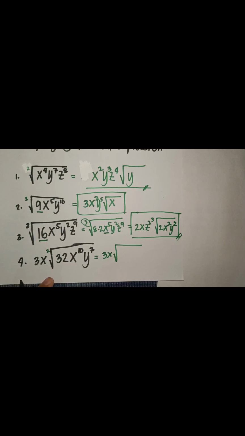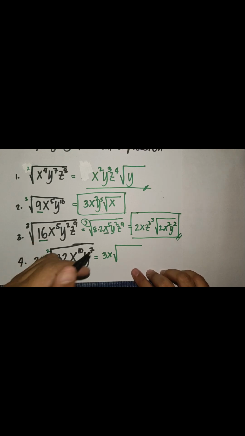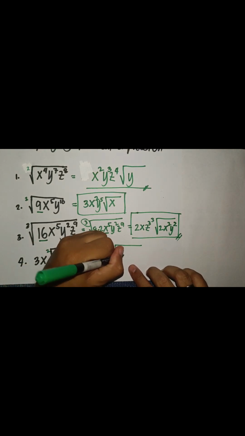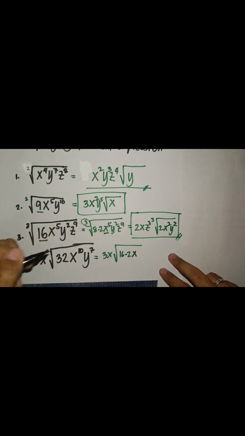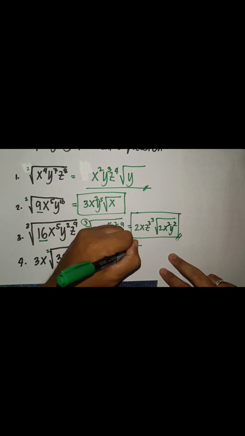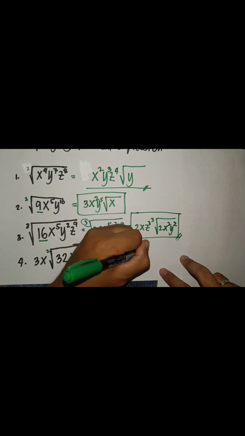How about 3 times 3? 3 times 3 is 9. We cannot divide 32 by 9. So let us proceed with 4 times 4. 4 times 4 is 16. 32 divided by 16 is 2. So let us write 16 times 2, because 16 is a bigger number, which is a perfect square. Then copy the given x to the exponent of 10, y to the exponent of 7.